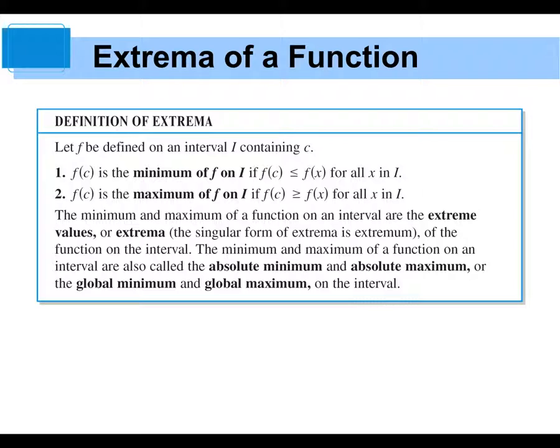So f of c is a minimum of f on I, being the interval, if f of c is less than all the other values. That's a fancy way of saying c is the low point of the graph. Step 2, it's a maximum if that f of c, remember we talk about a point, the x value is c, the y value is f of c. If that y value is the biggest y value on the whole graph, then that becomes a maximum. And we'll use a lot of other terms for that, like peaks and valleys, and hills and valleys, and all that other fun stuff.